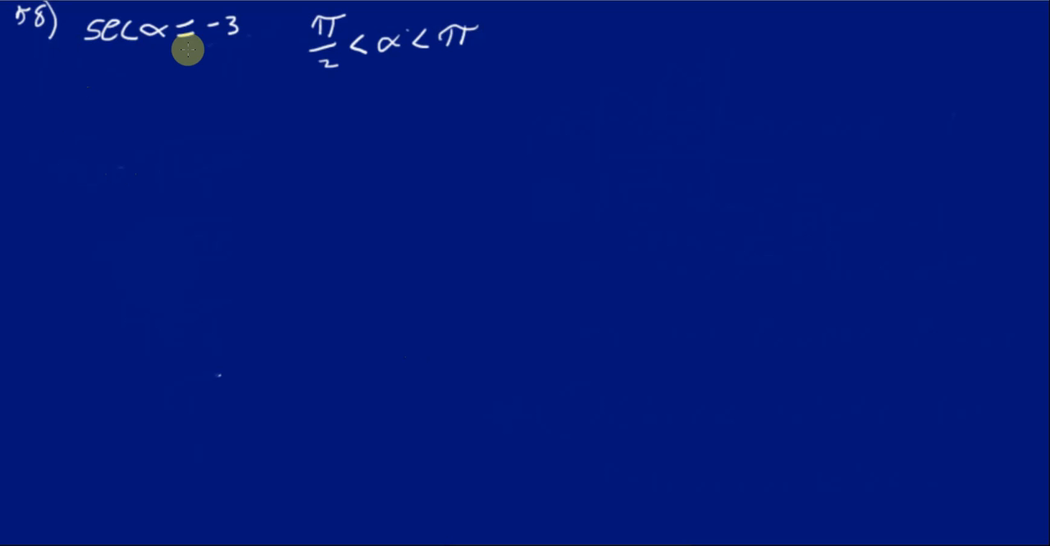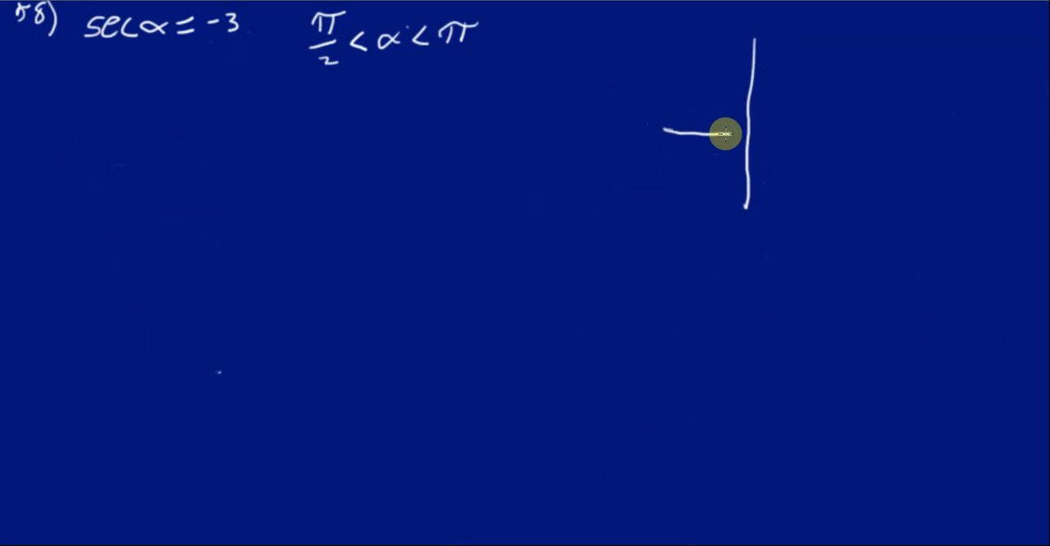So we've got the secant of alpha is equal to -3, and alpha is between pi over 2 and pi. So it is somewhere in the second quadrant. I hate when that happens. All right, so we're going to put the alpha over here in the second quadrant.